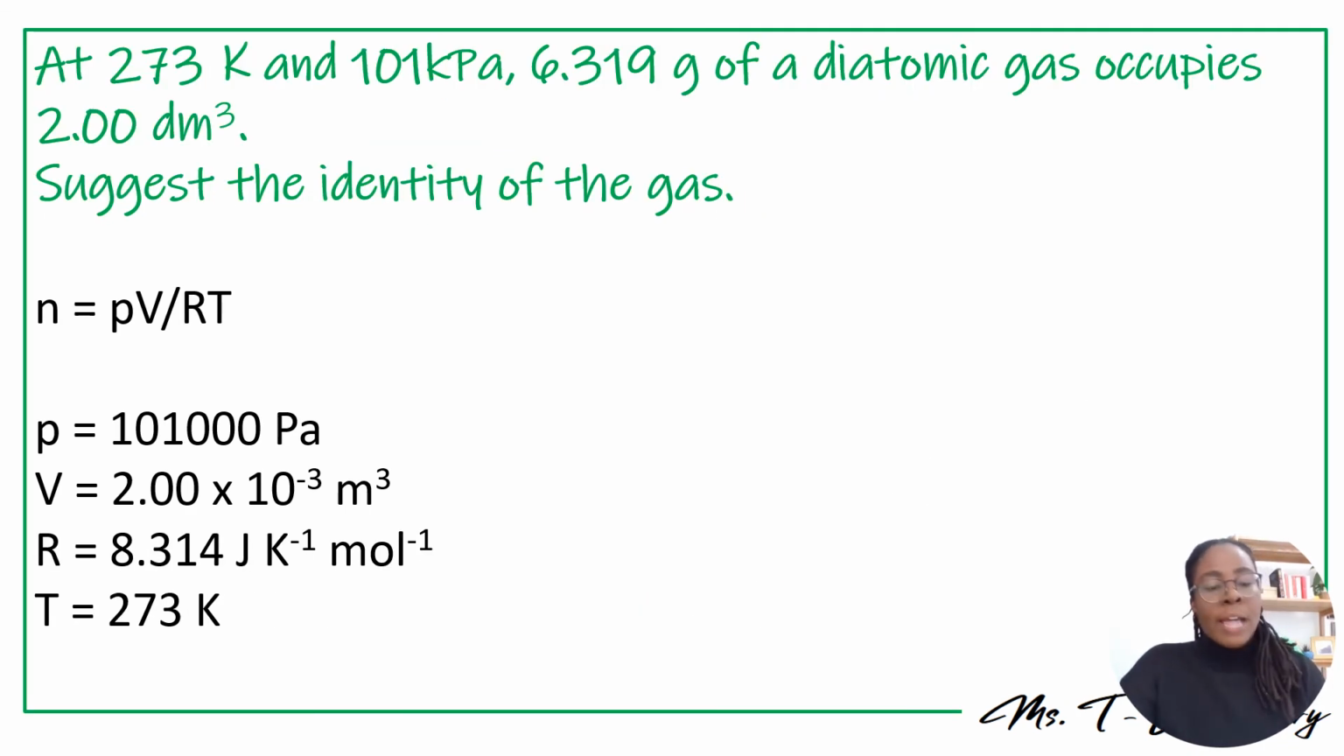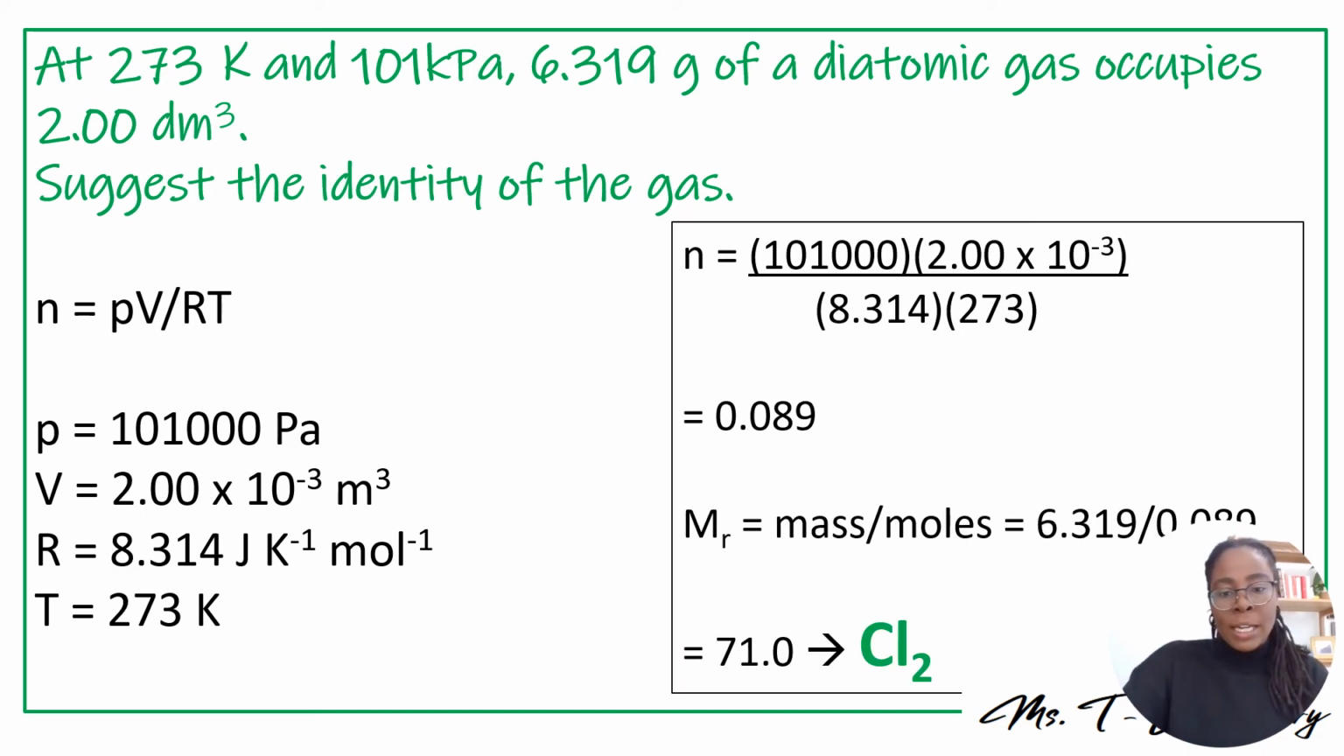For our final question, at 273 Kelvin and 101 kilopascals, 6.319 grams of a diatomic gas occupies 2.00 decimeters cubed. Suggest the identity of the gas. For the identity, we know we're going to need the Mr, and to get the Mr, we know we're going to need the moles. So moles equals PV over RT. As before, we'll make sure that everything is in the correct units first, and then substitute that into our expression to give us 0.089 moles. Mr is mass over moles, and so we end up with an Mr of 71.0.